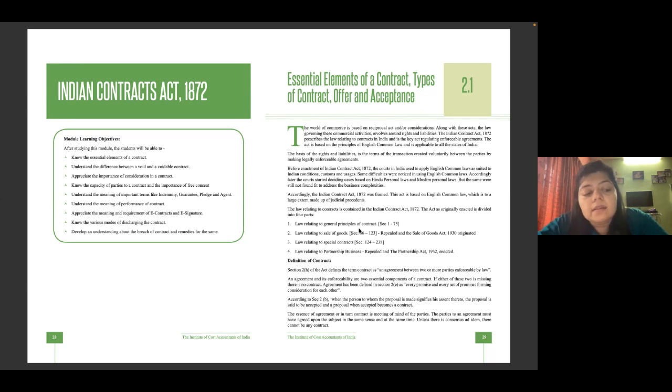So section 2(b) defines what exactly is an offer. When the person to whom the proposal is made signifies his assent thereto, the proposal is said to be accepted, and a proposal, when accepted, becomes a contract. Which is to say that whenever we talk about a proposal, it is basically something which a person makes in order to gain the assent of the other person. And the moment he gets it, that would turn into an agreement.